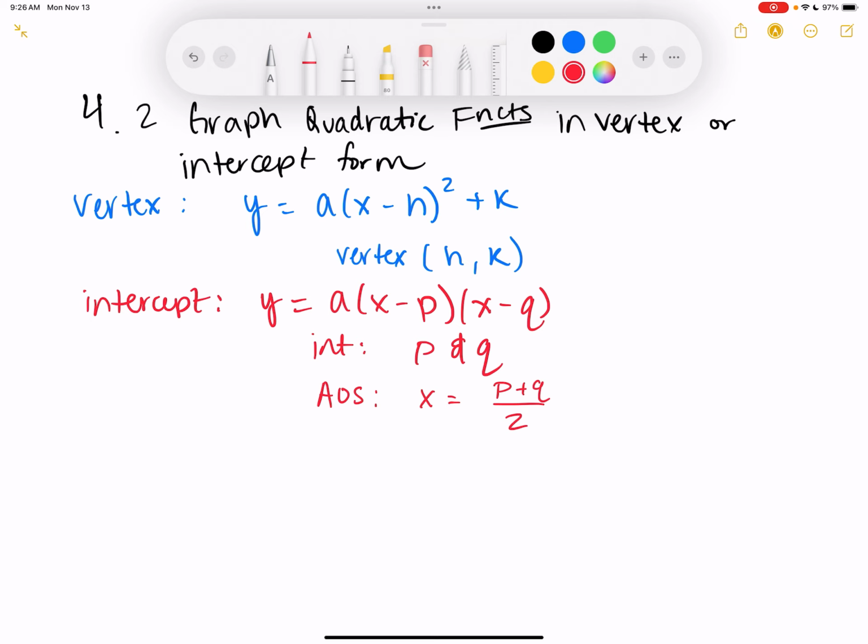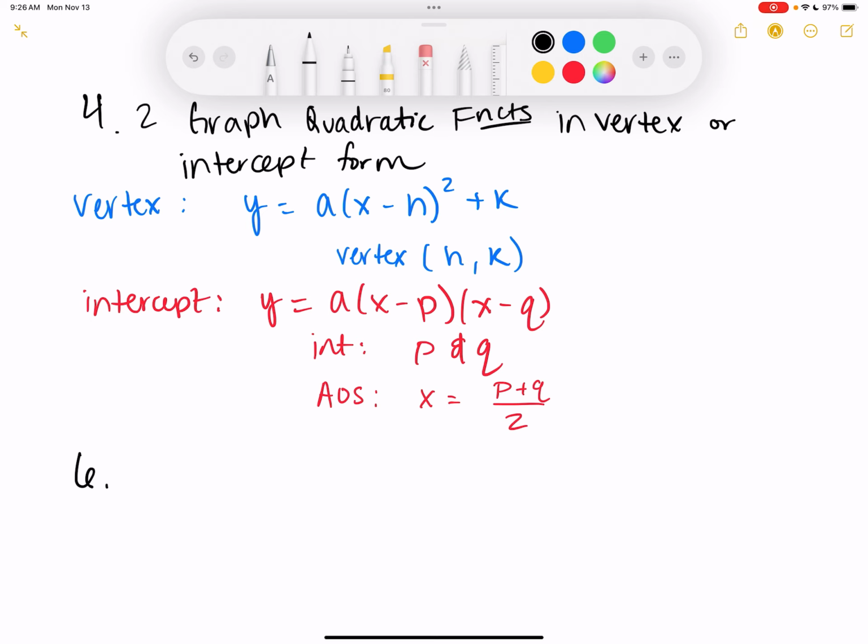So we've got, graph the function, label the vertex and axis of symmetry. So same instructions as the last section, and that's how it's going to look on your quiz and test. Basically, it's all going to say graph the function, label the vertex and axis of symmetry. It's just a matter of which form you're doing it in.